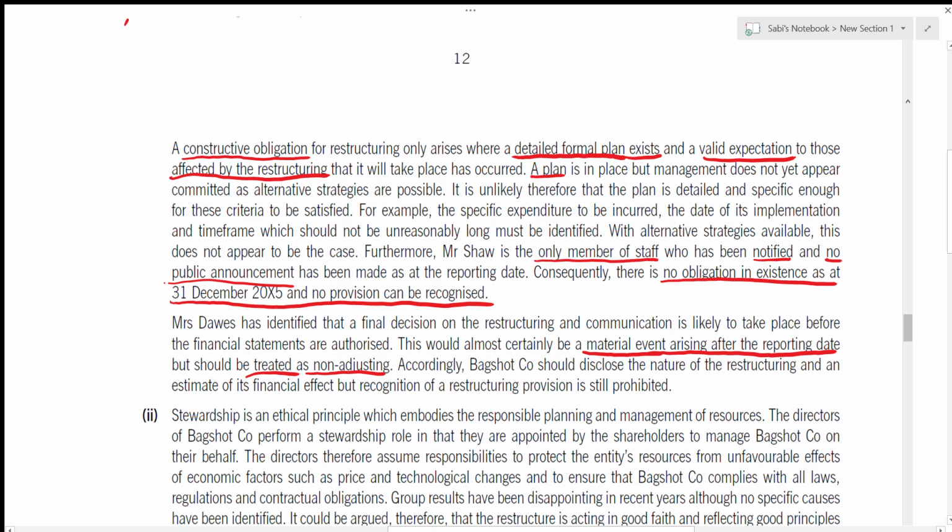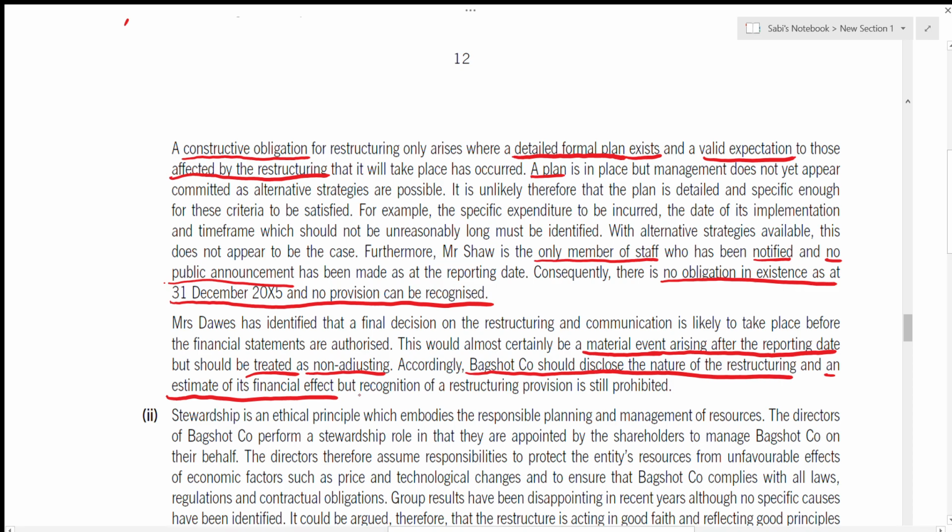This is non-adjusting. Accordingly, Backshot company should disclose the nature of the restructuring, since it's non-adjusting, and an estimate of its financial effect. When something is not adjusted, you have to mention the nature of it and the estimate of its financial effect. But recognition of a restructuring provision is still prohibited.